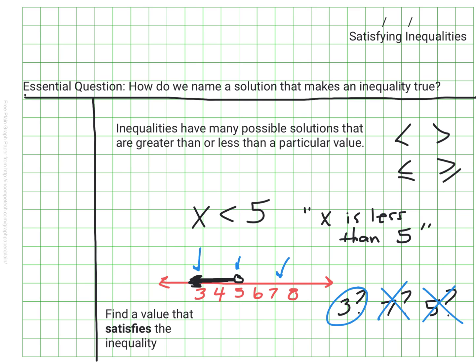In these 3 choices, the only possible solution that satisfies, that's the word there, satisfies the inequality is 3. Of course, lots of other answers would work as well. So you could have said 1 satisfies the inequality, or 2.5, or 0, or -11. All of these would satisfy the inequality because they are all numbers that are less than 5, which was what the original statement said.